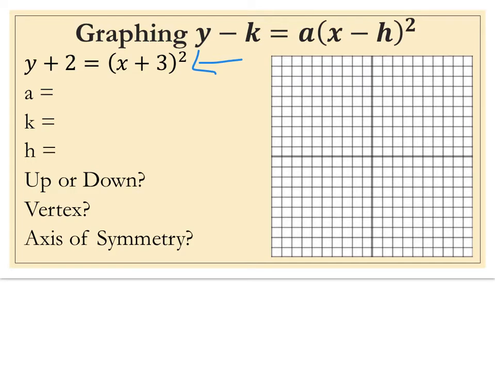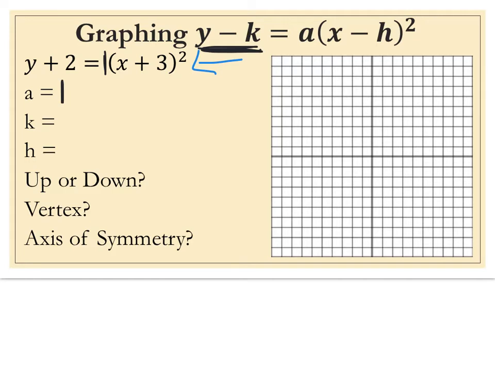So A is the number in front of the parentheses, and if there's no number there, then that means there's a secret 1. And so A is 1, okay? The second thing is we have to identify the K. The K is what's connected to the Y, which is right here. But you'll notice in the formula it says Y minus K.